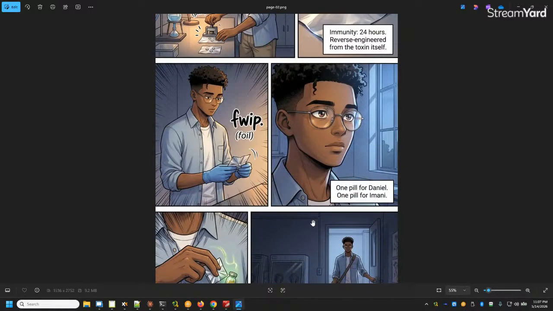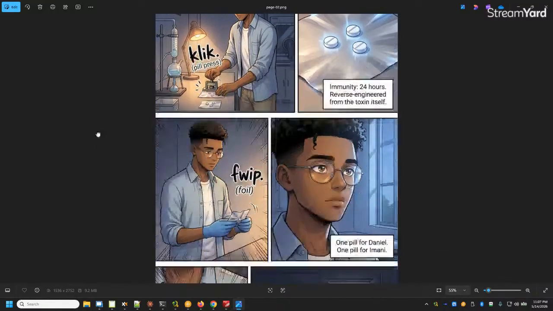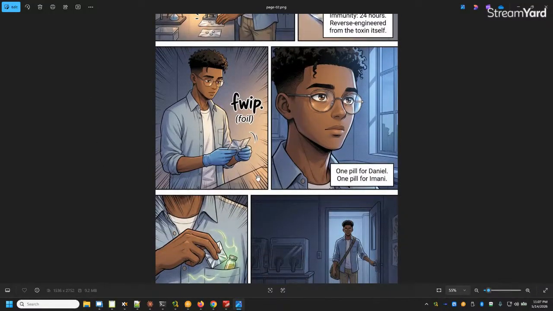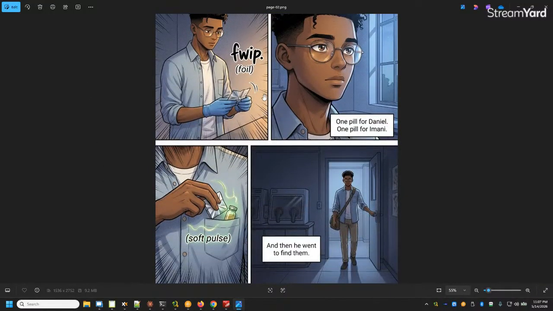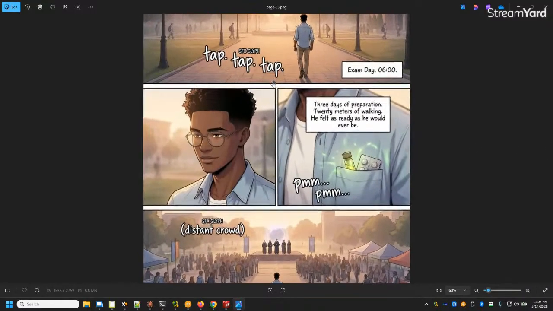All right. He's a smart kid. So yes, of course, he reverse engineered the poison and created immunity pills instantly. One pill for dengue, one pill for immunity. And of course, he knows how every plant works because that is part of his ability. All right. I guess it is one for him, even though it's not really necessary.